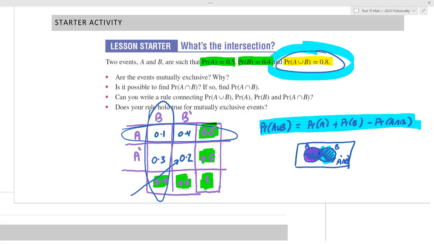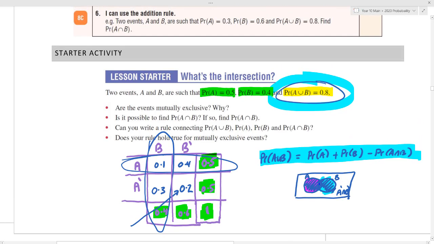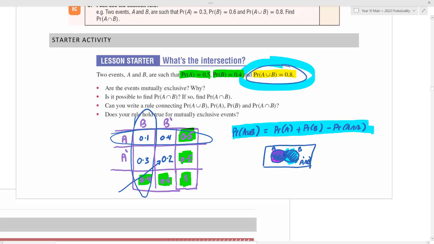We could answer any questions about that, such as, by the way, is this mutually exclusive? Well, as we talked about before, mutually exclusive is when there is no intersection. Is there an intersection here? There must be some overlap. Is A intersection B 0? No. So are they mutually exclusive? No, they're not, because A intersection B is not equal to 0. There is an intersection.